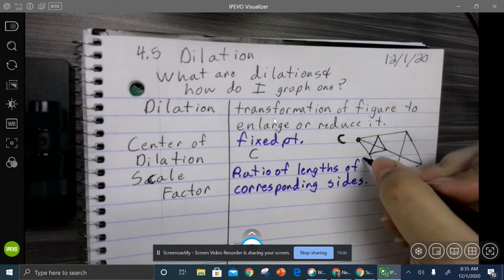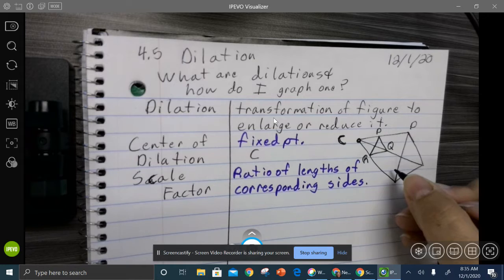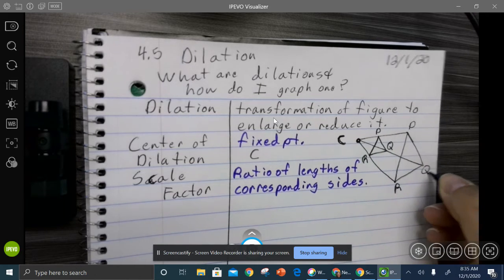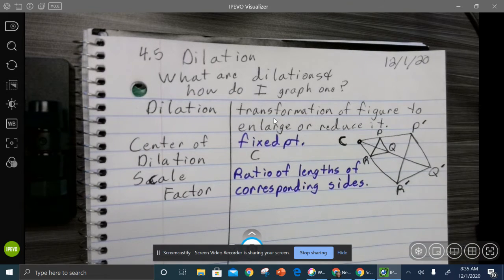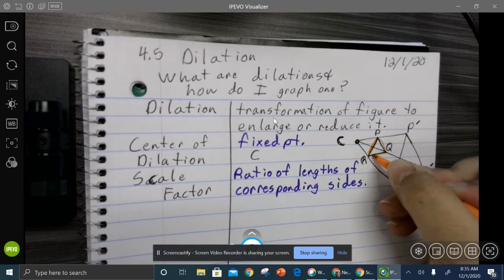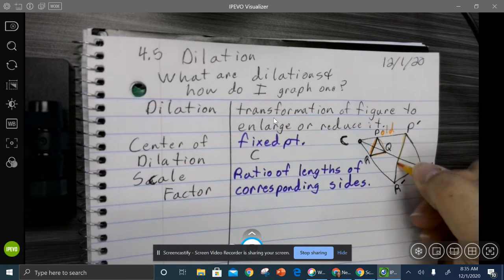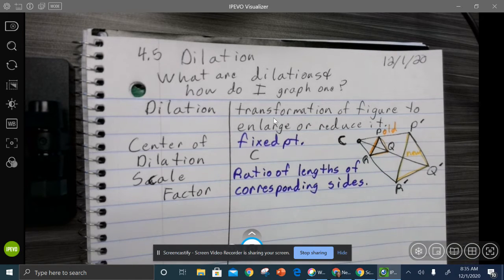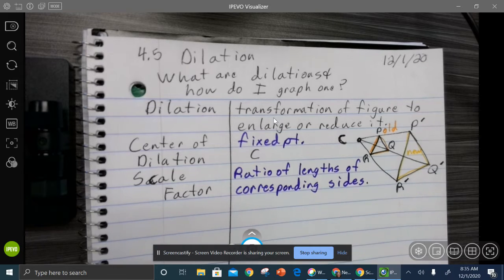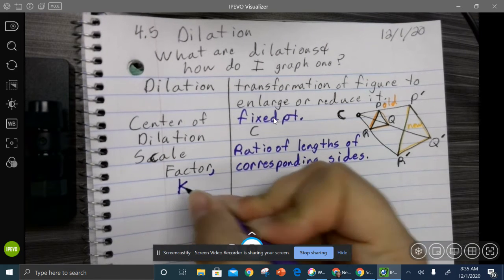Then we have R, B, Q. We're enlarging it, so this is our old one, or original, and this is our new one. So we enlarged our triangle. For scale factor, we use the letter K.